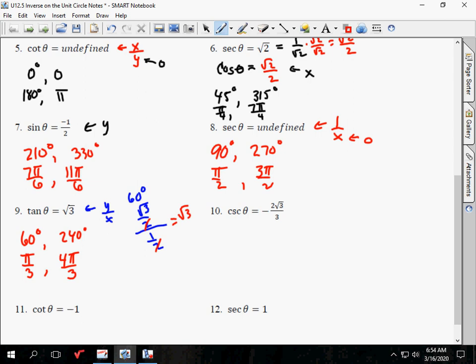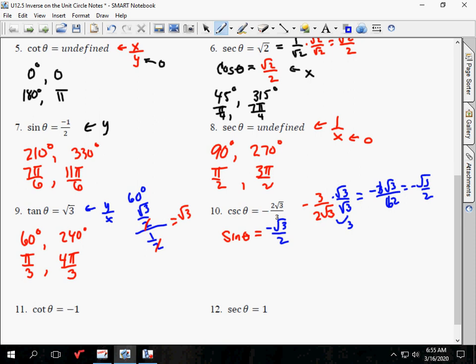All right, number 10, cosecant. Cosecant is the reciprocal of the sine. And so we want to flip this. I'm going to flip it. It's negative 3 over 2 root 3. And I'm going to rationalize this by multiplying by root 3. So it's negative 3 root 3 over, that's 3 times 2, which is 6. And then we can simplify this to negative root 3 over 2.